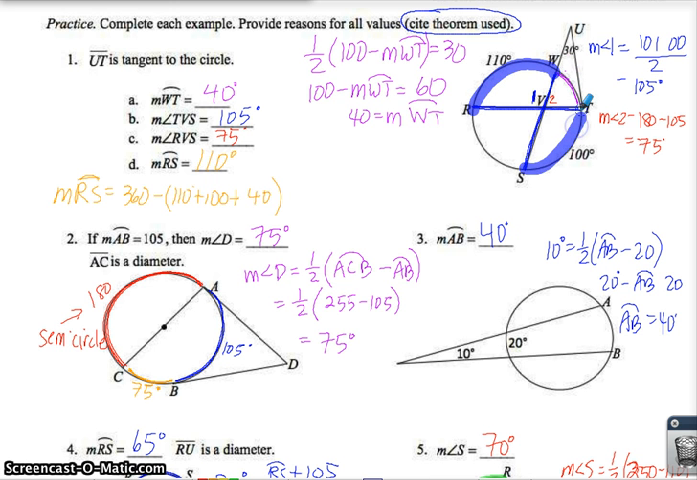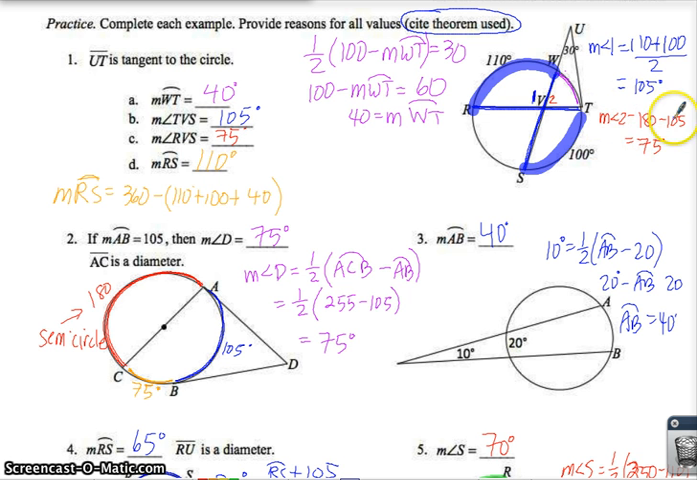So that's 110 and 100. That's why I have 110. Oh, I don't know what happened over here. Sorry. 110 plus 100 divided by 2 equals 105. So that's how I'm getting my 105, and this one's easy because it's a supplement.